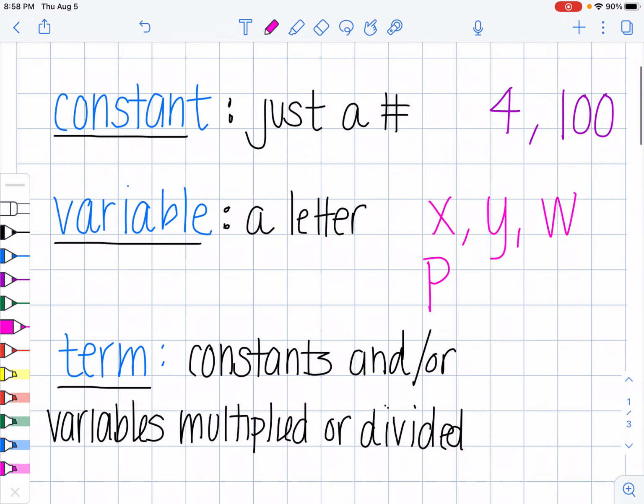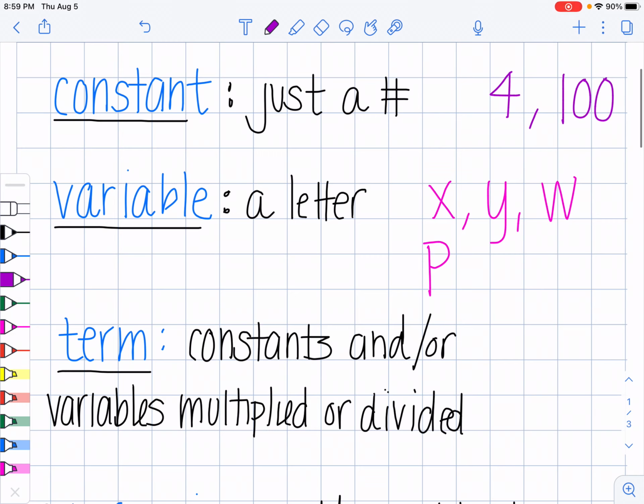Okay, so term. To make a term, it's either a constant by itself, or constants and variables either multiplied or divided together. So a term could be something like 2x. You could have a term 7w. You could have 21z. Okay, that's going to be a term.